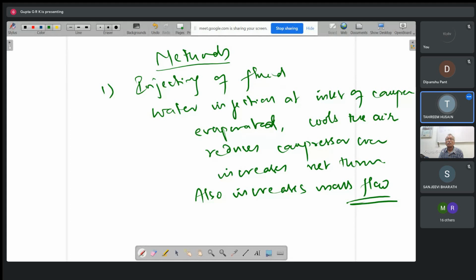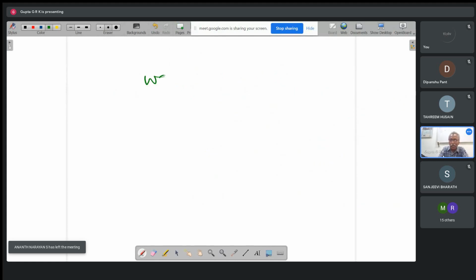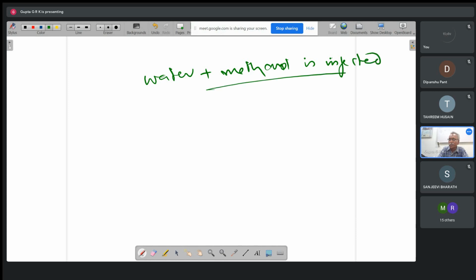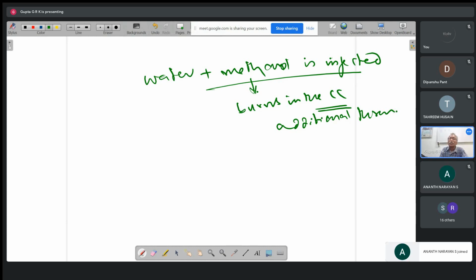So the thrust increases, but how is the mass flow increased? Because I am injecting some additional water. Yes, okay, sir. So this is one. Or sometimes water plus methanol is injected. This methanol burns in the combustion chamber, so there will be additional thrust. And sometimes the mixture can be injected directly in the combustion chamber.